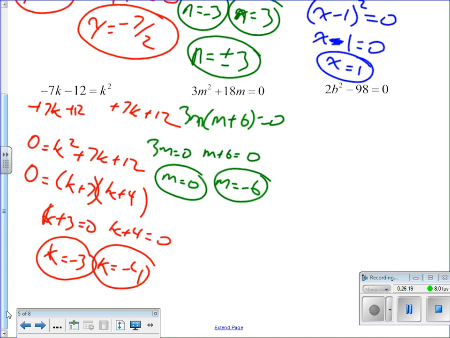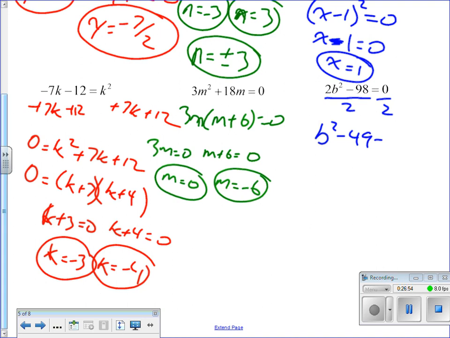And the last practice problem. I have squared in one term minus a number, but they are not perfect squares. 2b squared and 98 are not perfect squares. However, they're both divisible by 2. Divide everything by 2. If you can divide everything by a common factor, it makes it easier, smaller numbers.